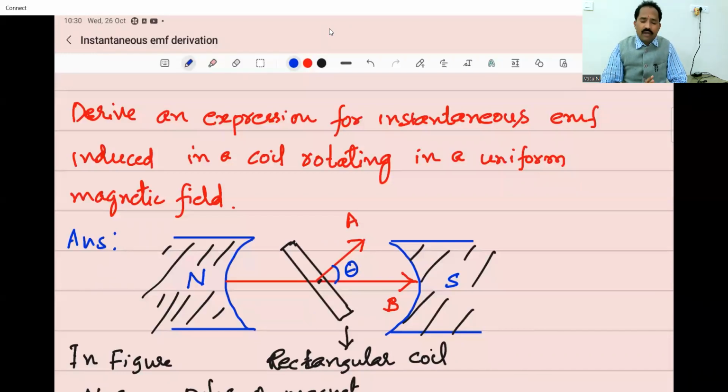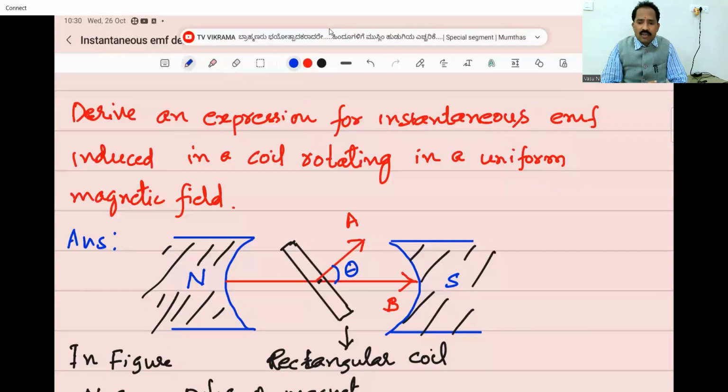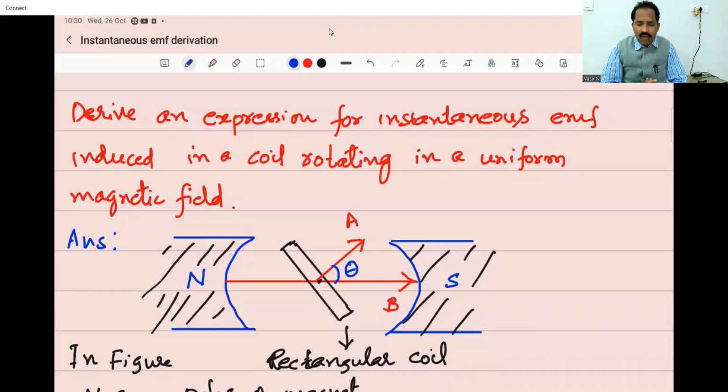So you can expect it for 5 marks. So the question is: derive an expression for instantaneous EMF induced in a coil rotating in a uniform magnetic field.